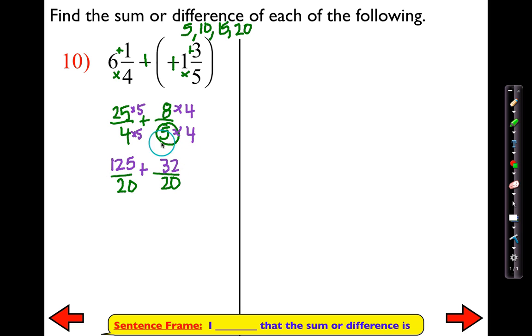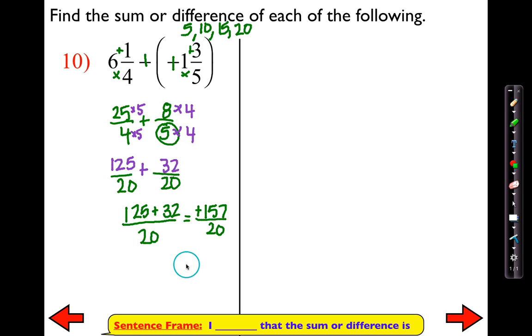Yes. So once again, at this stage, we're going to go ahead and rewrite it. Our denominator is going to remain a 20. I'm going to go ahead and add these numerators, 125 plus 32. I can definitely see there's more positives. That's all there is. So we're going to combine those, and that's going to give us 157 over 20. This is definitely improper.